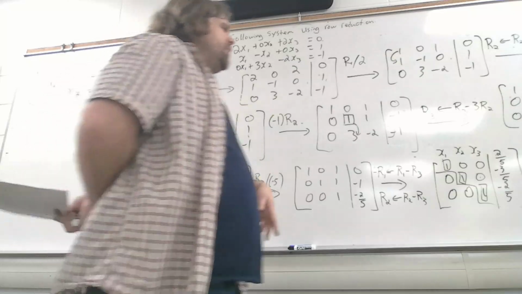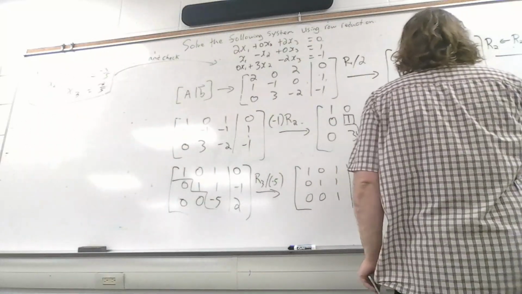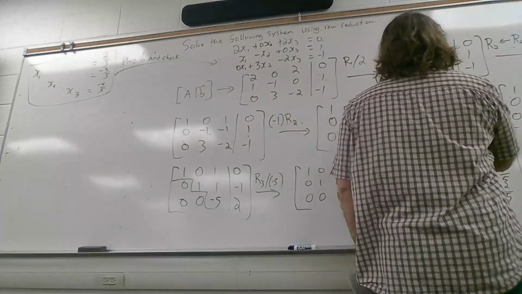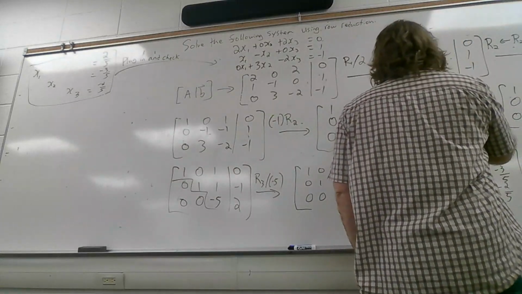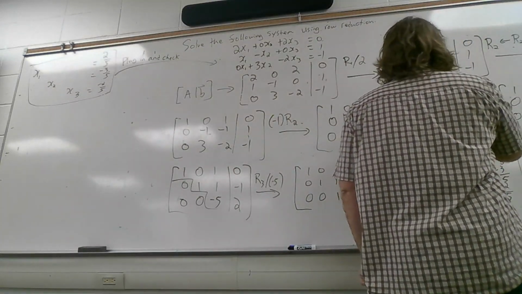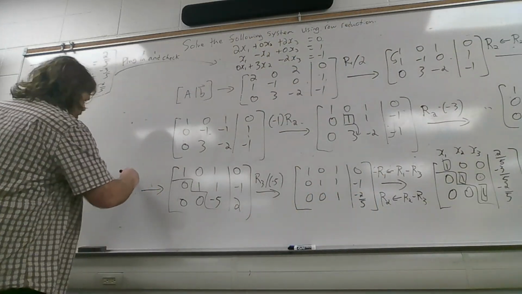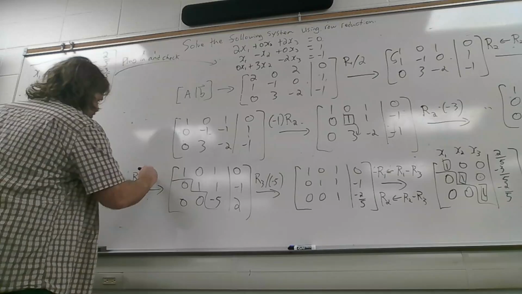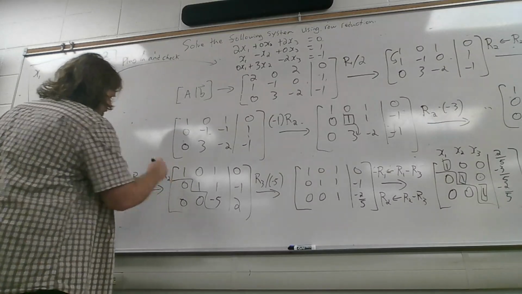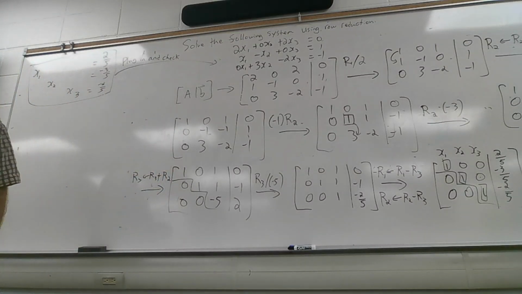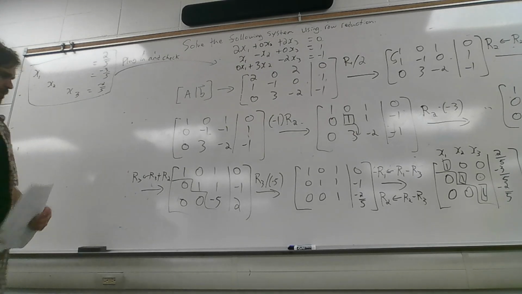So this is an intermediary step you could do. We want to do this: row 2 times minus 3, and then row 3 becomes row 3 plus row 2. You just add them together. So that's sort of an intermediary step.